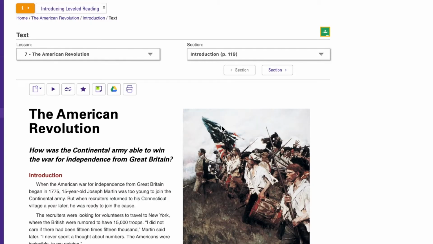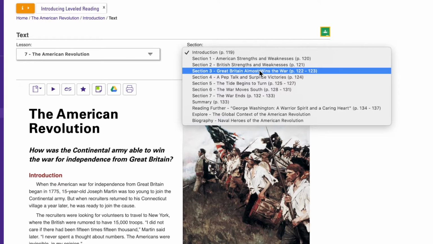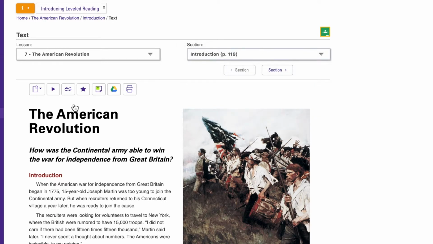We will use this assignment as a sample. Let's say that lesson or chapter 7, the American Revolution, reading the introduction, section 1, section 2, and section 3. If that was the assignment, before actually sitting down and starting to read word for word, skim first. Look at the titles. The American Revolution. Subtitles. How was the Continental Army able to win the war for independence from Great Britain?